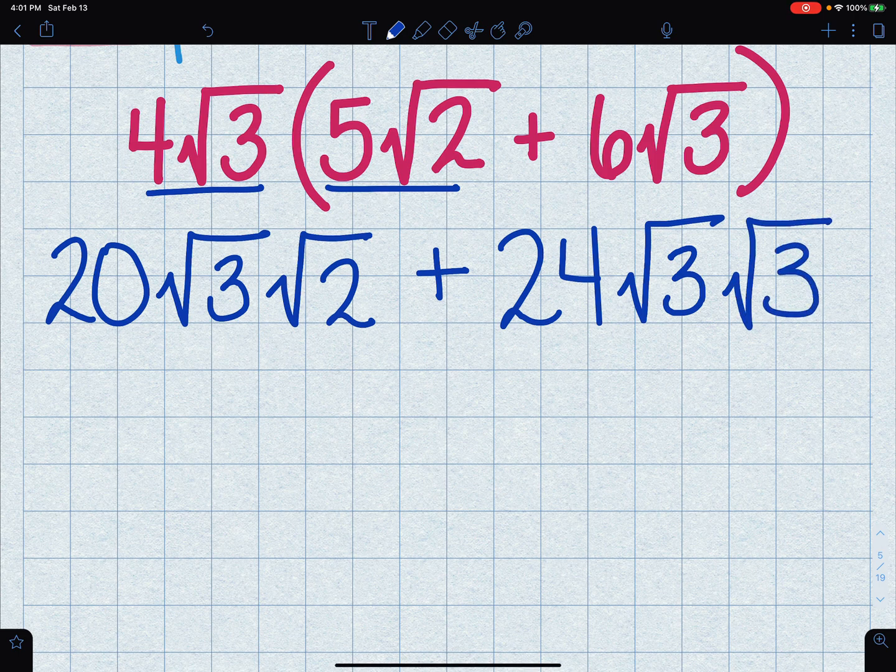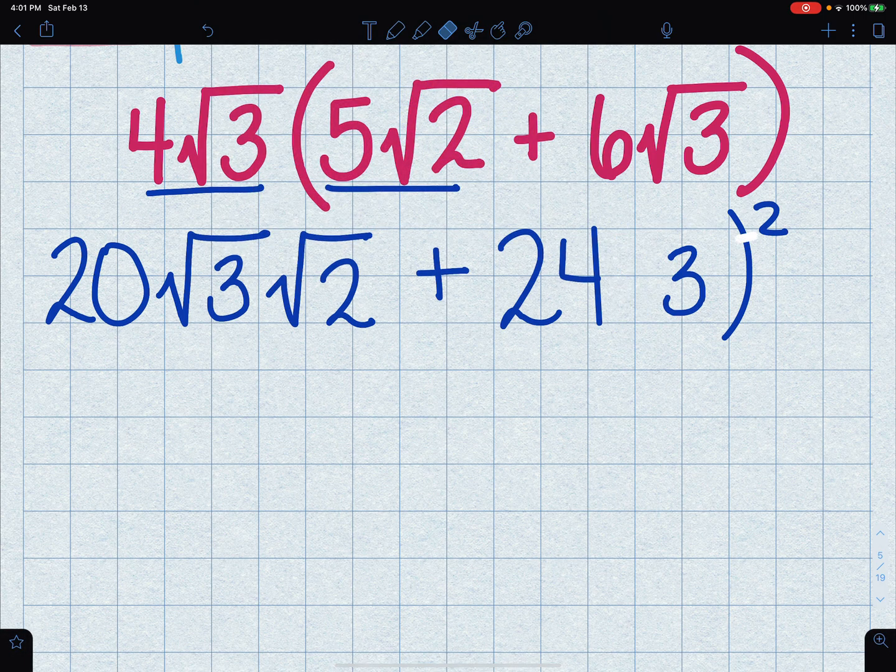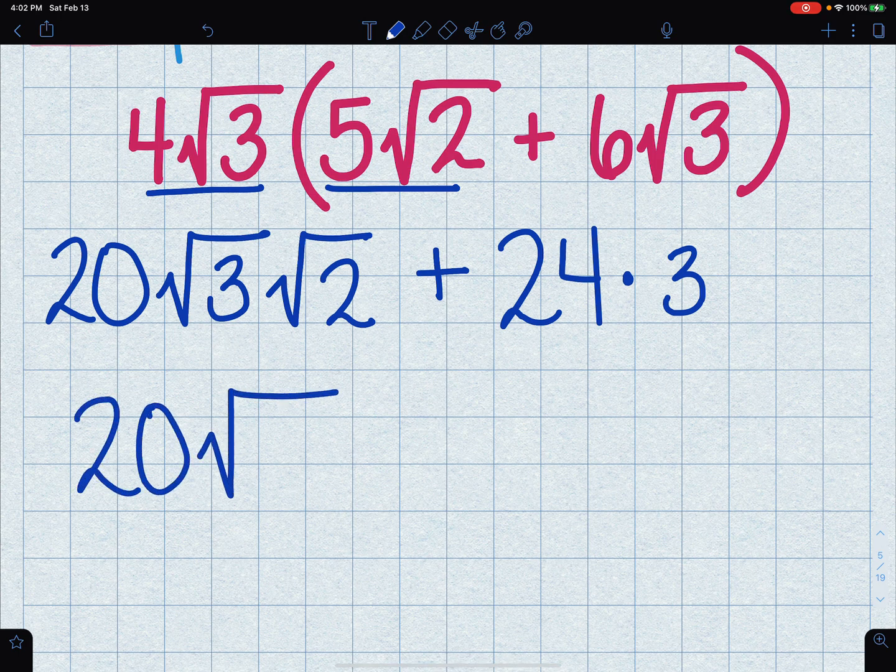Oh, that's going to be able to be simplified because square root 3 times square root 3 is basically like doing square root 3, that whole thing squared, and then it just simplifies to 3. So it's going to be 24 times 3 right there. All right, so for the first step, it's going to be 20 square root 6 because I can use the product rule and do this times this. And that's a pretty low number, so I'm going to leave it like that. And then I'm going to add 24 times 3, which is 72.